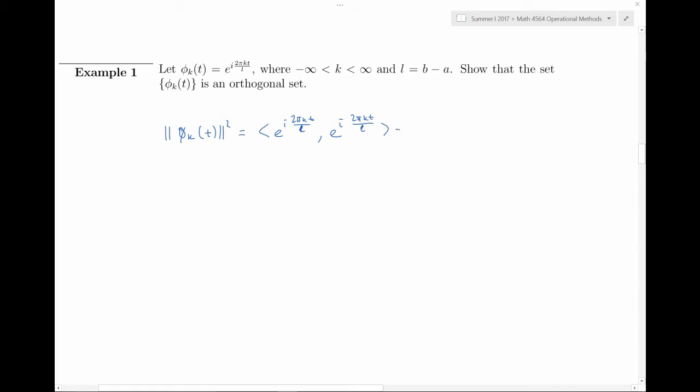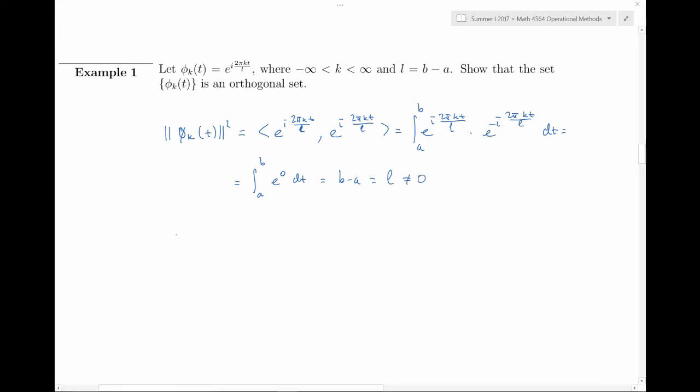Computing this inner product gives us the integral from a to b of e to the i 2 pi k t over L times the complex conjugate, which is e to the minus i 2 pi k t over L, dt. As you can see, the powers of the exponential functions cancel each other out perfectly, so we basically have the integral from a to b of e to the 0, which is 1, and this integration results in just b minus a, which is L, and that's not equal to 0.